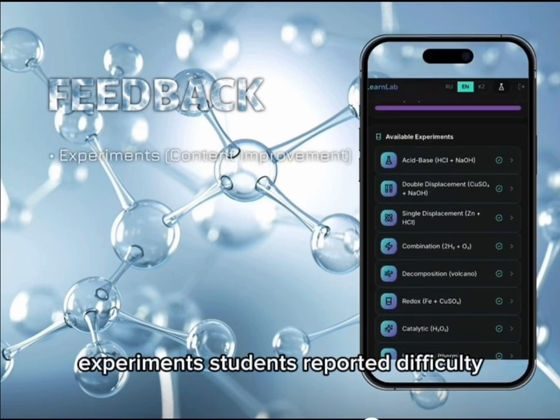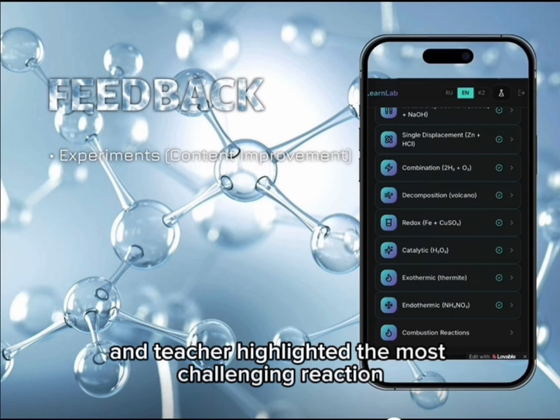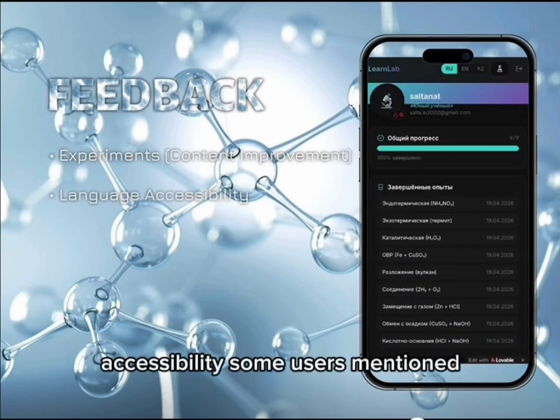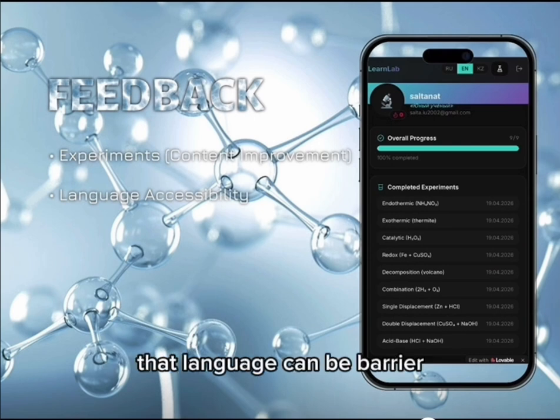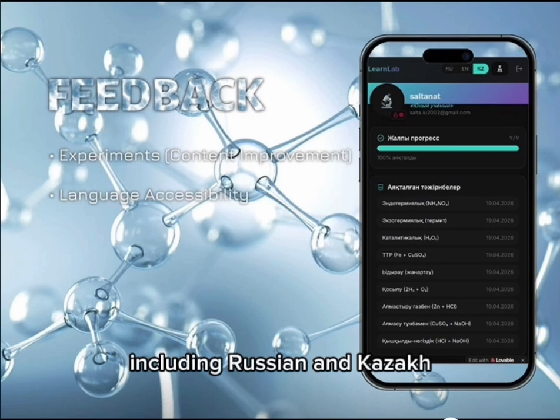Experiments. Students reported difficulty understanding chemistry without visual examples, and teachers highlighted the most challenging reactions based on the school curriculum. Based on this feedback, we added more targeted experiments. Language accessibility. Some users mentioned that language can be a barrier to understanding the content. To address this, we added support for multiple languages, including Russian and Kazakh.